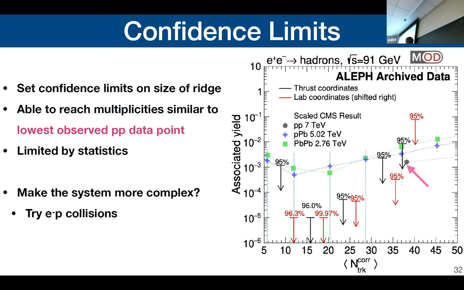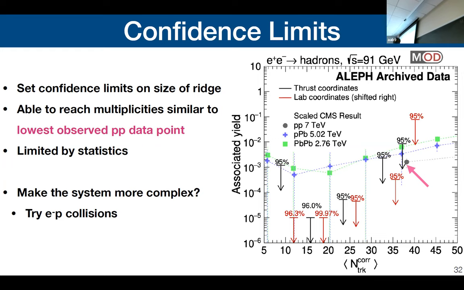Okay, since we didn't see any near side ridge, we decided to set confidence limits on our result. That's shown on this plot here. Our results are the arrows pointing down, with the confidence of the result. In the background, you can see the results for proton-proton and proton-lead collisions, all plotted as a function of the number of tracks in the event. This data point, which the purple arrow is pointing to, shows that we were able to just touch the proton-proton signal, but we don't see any signal at the same number of tracks.